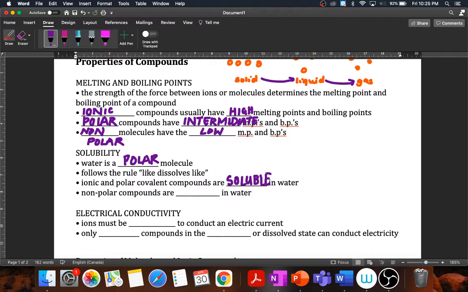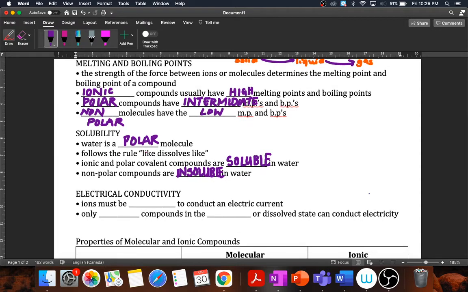Nonpolar compounds, right? Those are insoluble in water, right? It's not able to form any other intermolecular forces other than LDF with the water molecules, and that's not strong enough for the dissolving process to occur.